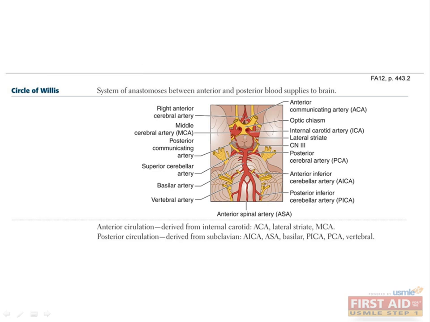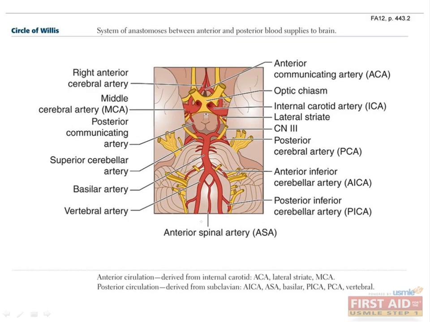The circle of Willis looks much more complex than it actually is. Let's break it down so you can understand how the anterior and posterior circulations anastomose. The vertebral arteries ascend up the spinal cord and meet to form the basilar artery at the pontomedullary junction. The basilar artery gives off the anterior-inferior cerebellar arteries, as well as the superior cerebellar arteries, and then it diverges into the posterior cerebral arteries.